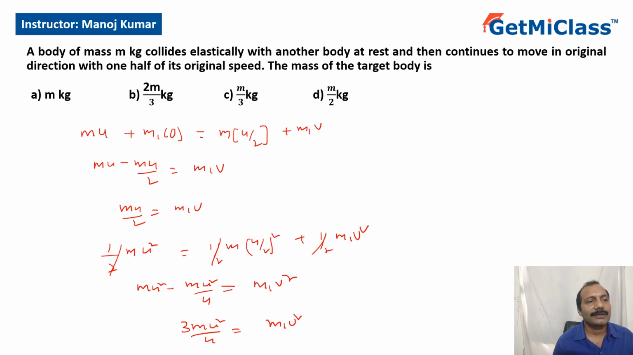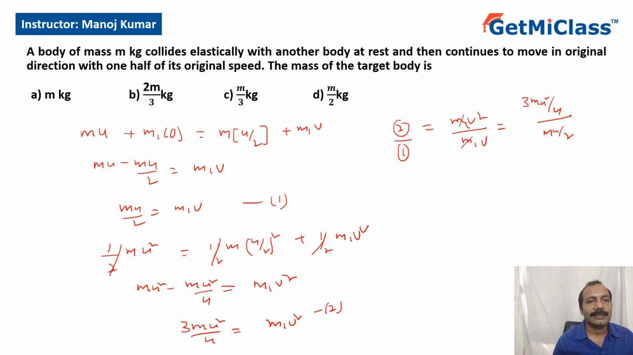Now what are we required to find? We are required to find mass. So if I can find v, one is enough. I'll take this as equation 1 and this as equation 2. So dividing equation 2 by equation 1 will give me m1 v square by m1 v equal to 3 mu square by 4 by mu by 2. This is what we are left with.